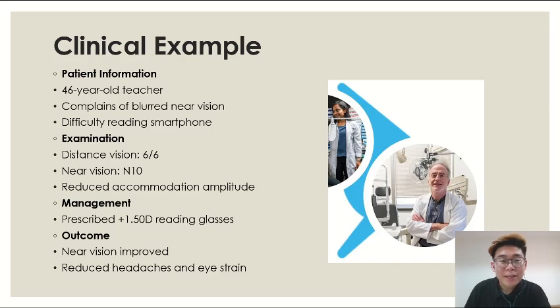On the other hand, we can look at this clinical case. This clinical example involved a 46-year-old teacher who complained of near blurred vision and difficulty reading smartphone messages. Examination showed reduced accommodation amplitude. The patient was prescribed plus 1.5 diopter reading glasses, which improved near vision and reduced eye strain. So this patient can use reading glasses, or we can recommend contact lenses or progressive multifocal spectacle lenses.